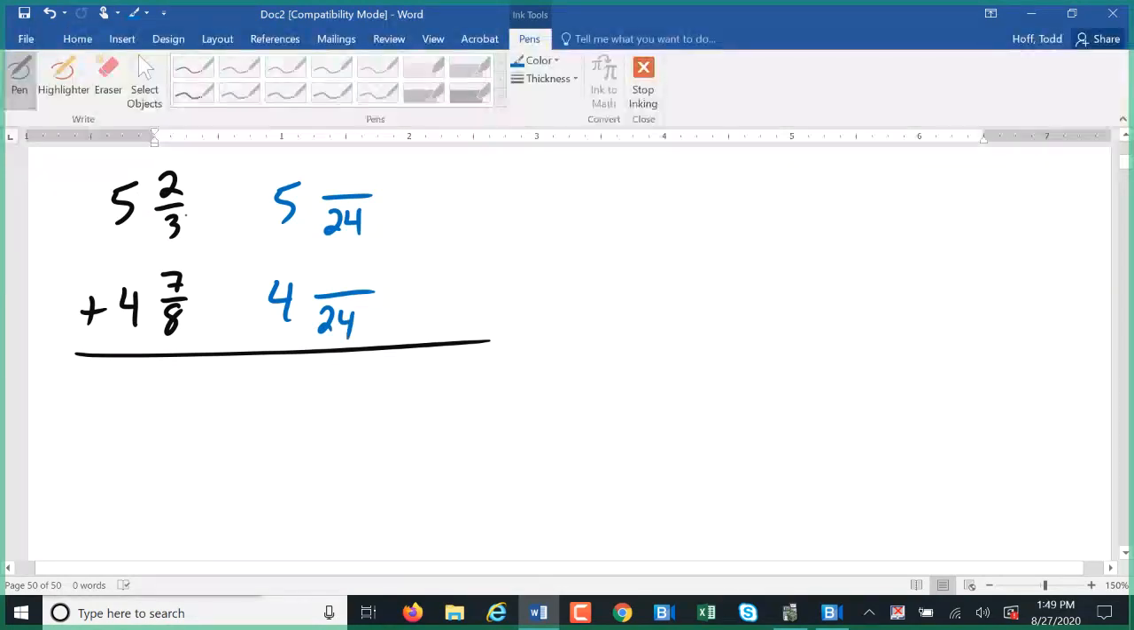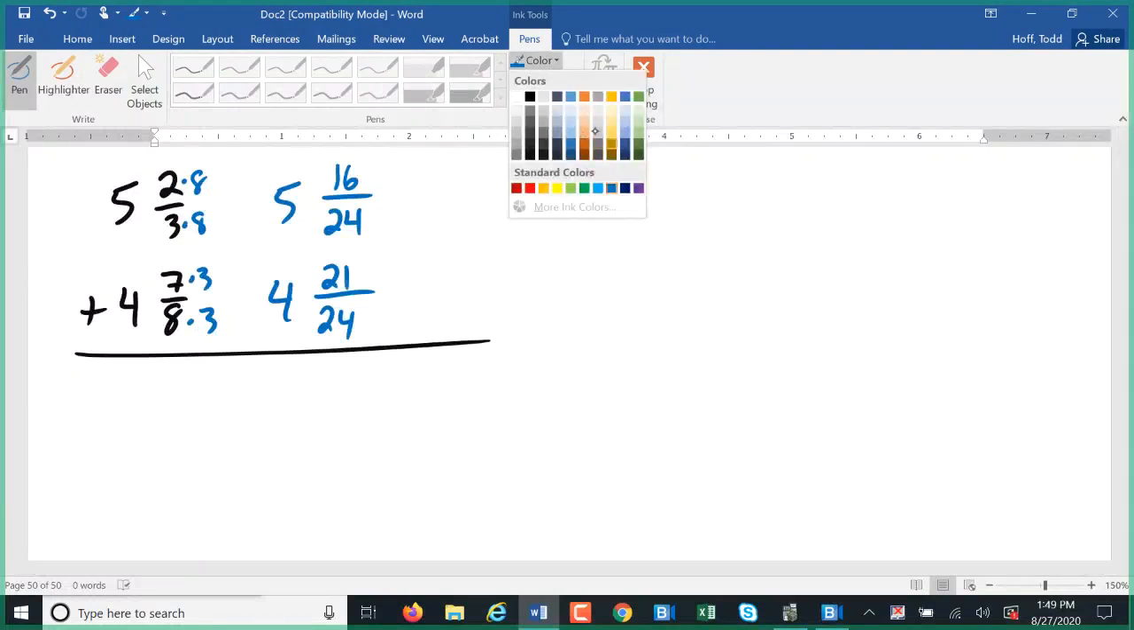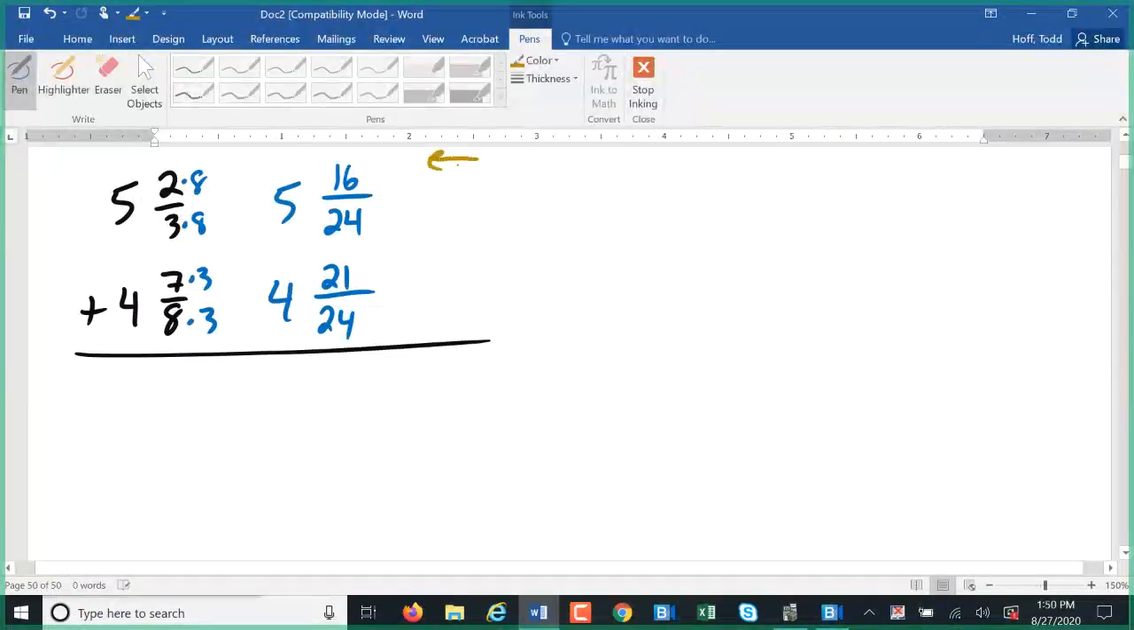To turn a 3 into a 24, we multiply by 8. So 2 times 8 is 16. So 5 2/3 is equivalent to 5 16/24. To turn an 8 into 24, we multiply by 3. So 7 times 3 is 21. And now we go ahead and add, once again, starting at the right, working back to the left. 16 24ths plus 21 24ths. Combine the counts, 16 and 21 make 37 24ths.